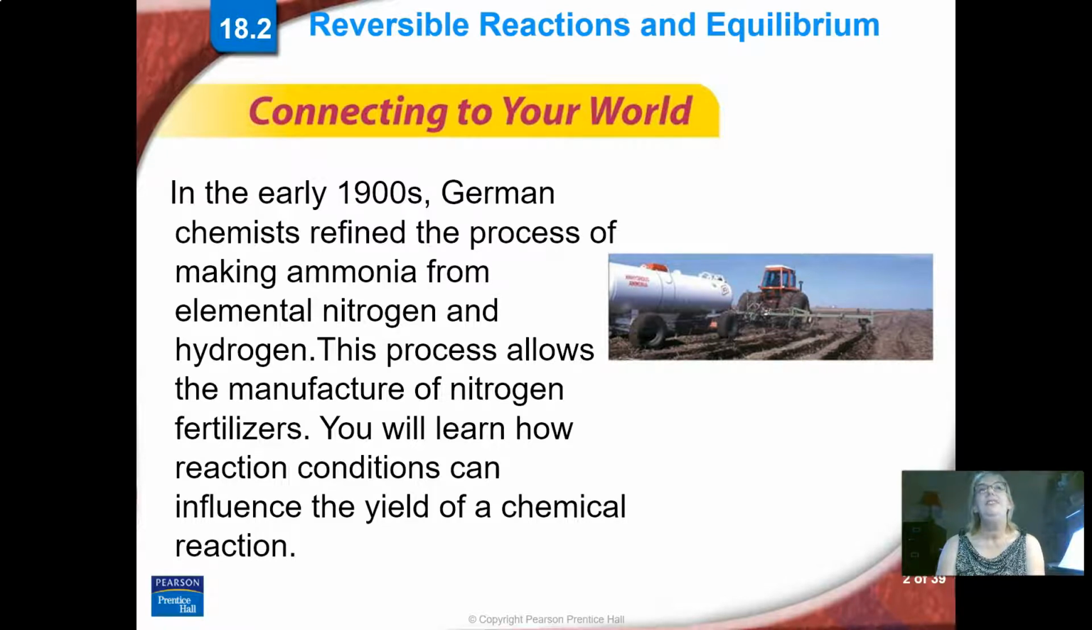Back in the early 1900s, chemists found a way to make ammonia from nitrogen and hydrogen. This was huge for agriculture. They were able to make fertilizer through the Haber process, and so they were able to tinker with the chemistry and figure out how to make this. It was very important for chemistry and very important for ag.